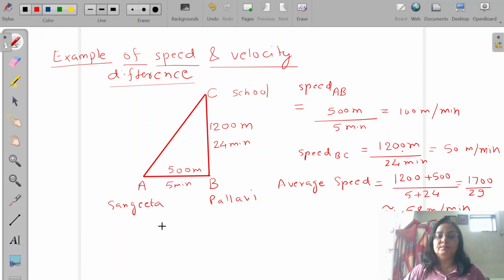Now what is velocity? Suppose Sangeeta travels from A to C directly to school without going to Pallavi's house. We know by Pythagoras theorem this distance will be 1300 meter. This is a right angle triangle. So this distance will be square root of 500 square plus 1200 square, which comes out to be 1300 meter. So suppose Sangeeta travels the shortest distance A to C, which is a straight line, 1300 meter. We have already discussed in our last session that velocity is displacement upon time.